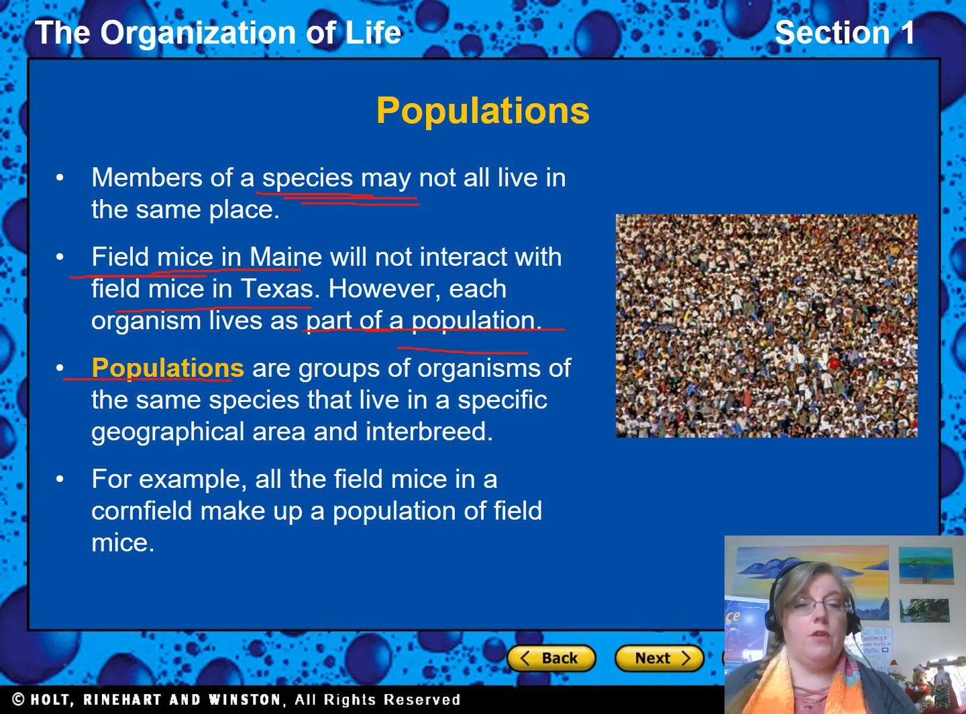Populations are the groups of organisms that live in a specific geographical area and they can interbreed because they're nearby. Species have the capability to interbreed, but they don't live close together. Only populations will actually do the interbreeding. For example, the field mice in a cornfield make up a population of field mice. All the ones living in that particular cornfield, that's a population. They live together.